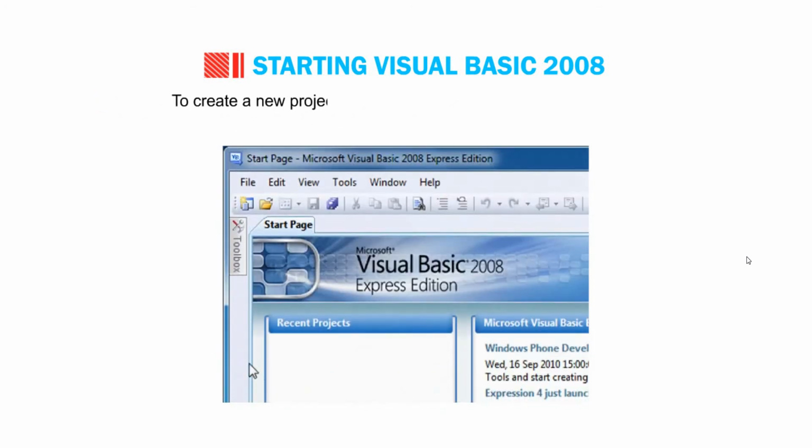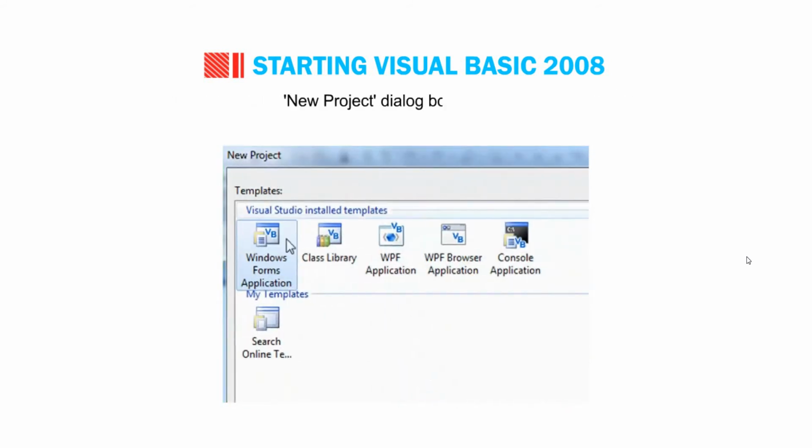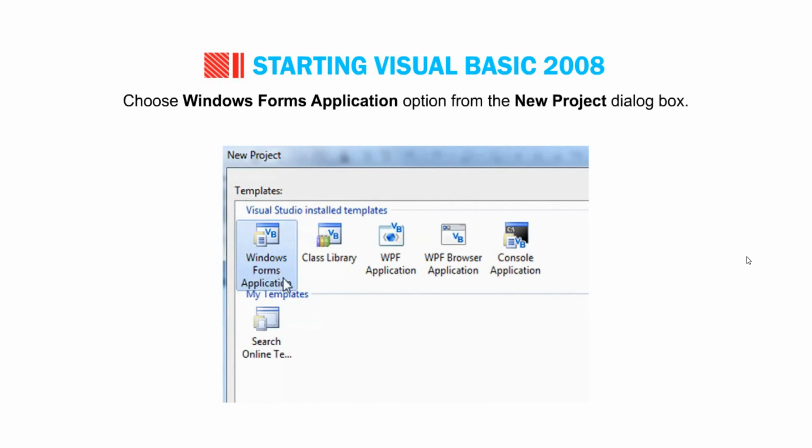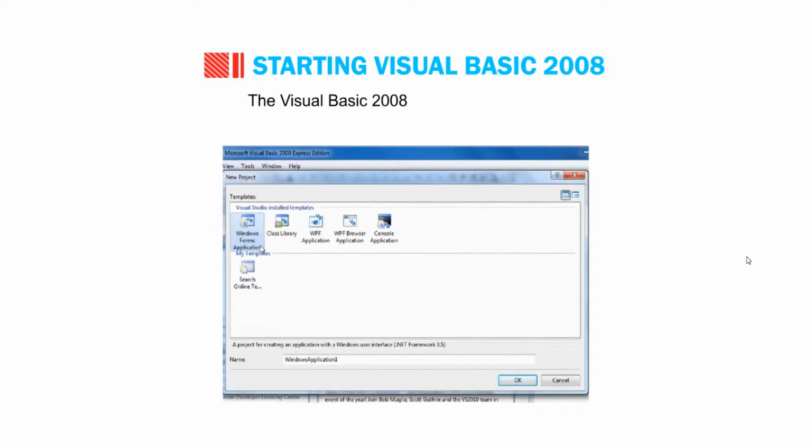To create a new project, click on File menu, then go to New Project option. New Project dialog box will open. Choose Windows Forms Application option from the New Project dialog box. The Visual Basic 2008 IDE will be displayed.